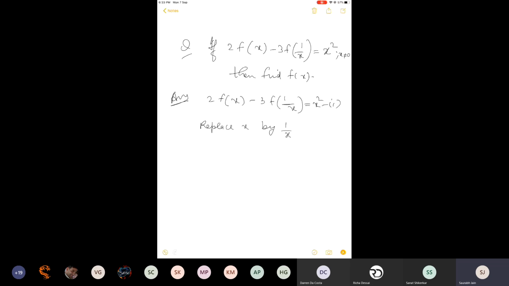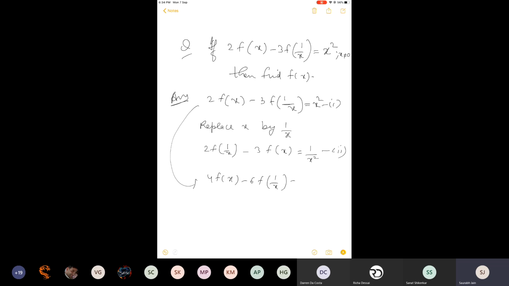So what will happen? This will be 2f(1/x). This will become 3f(x), and here it will become (1/x) whole square, that is 1/x². As I told you, now you have two equations and you want to get rid of f(1/x), so you just need to equate its coefficients. So the first equation can be multiplied by 2.